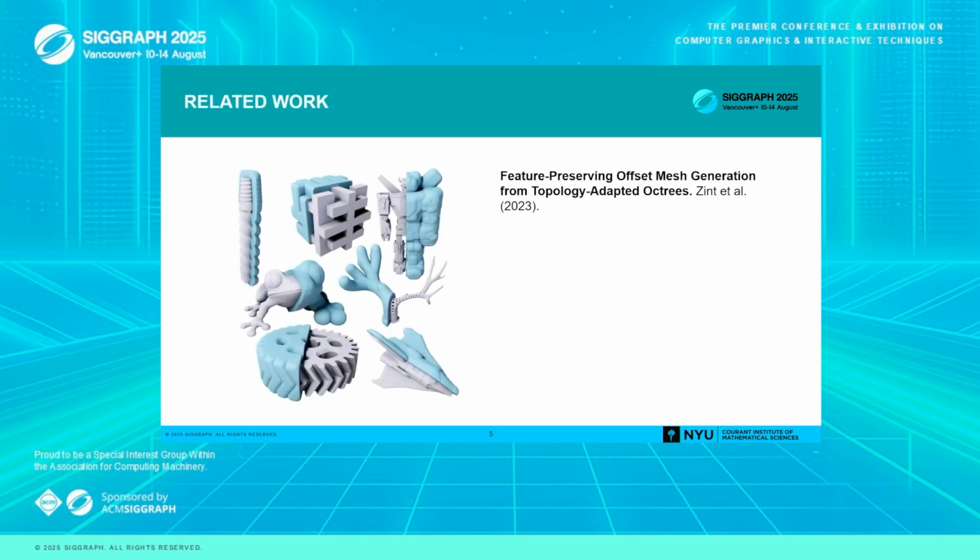Let me quickly introduce two related methods. The first one is actually my own work. Here we managed to construct offsets with sharp features and good mesh quality. The method was tested on Thingy 10K and proved to be very robust. However, we had a few cases with self-intersections in our output, and that bothered me quite a bit back then.